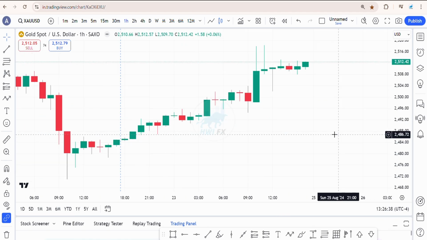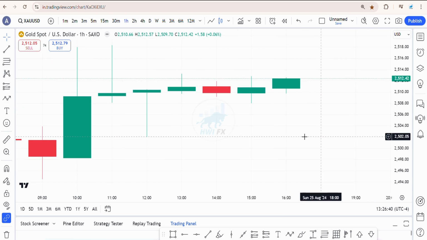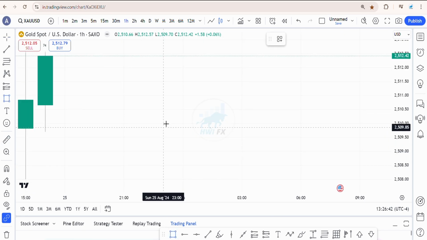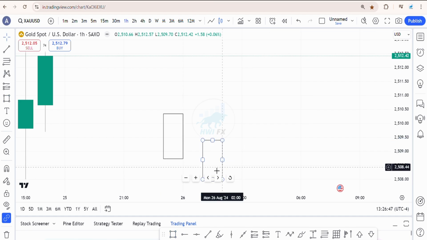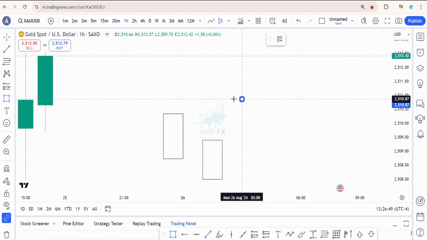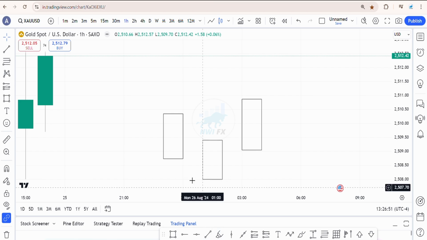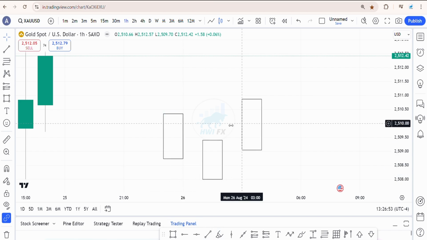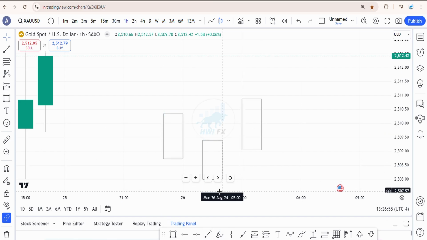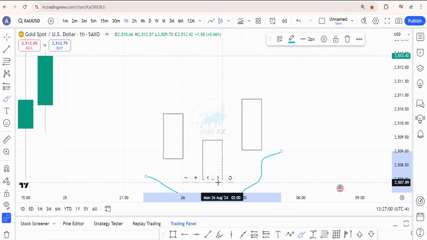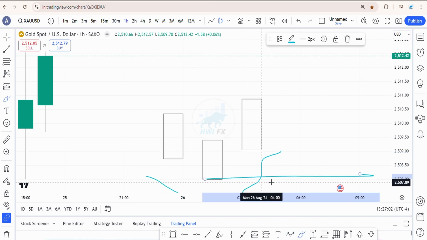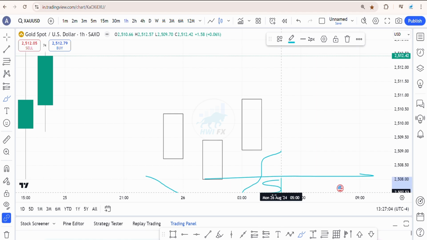If we talk about sell side liquidity, let's see an example of sell side liquidity here. If we have three candles, the same thing applies: the first and third candle should be higher than the second candle, because this will be the swing low. So below this swing low, a lot of liquidity in the form of stop losses is there.